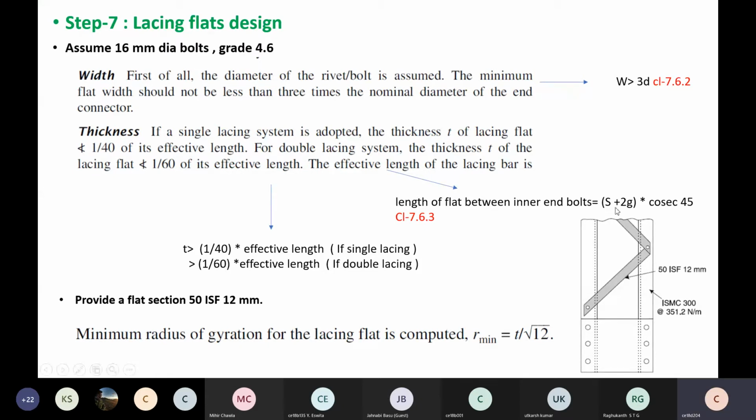You know already the spacing, which is 183.5 mm. G you know, 50 mm. So you just substitute all the details and let us know what is the length of the flat you got. 287.79 mm. Okay, so once you get the length of the flat, you multiply with 1 by 40 and let us know what thickness you got. It should be greater than whatever value you got.